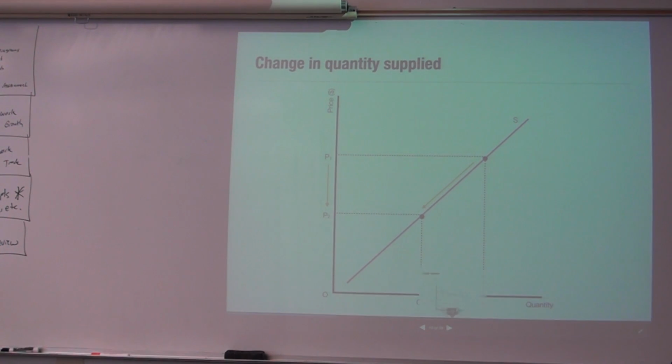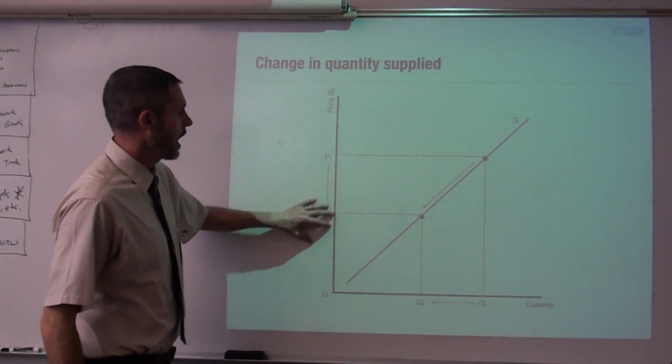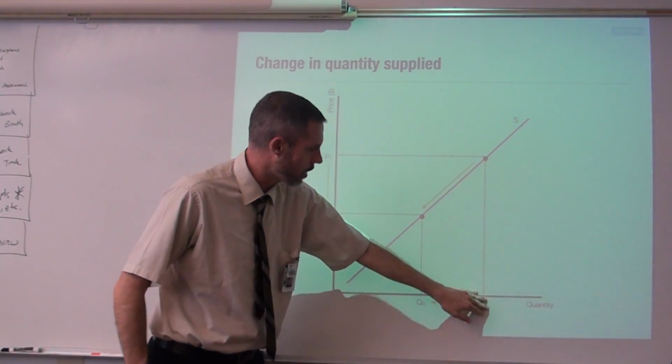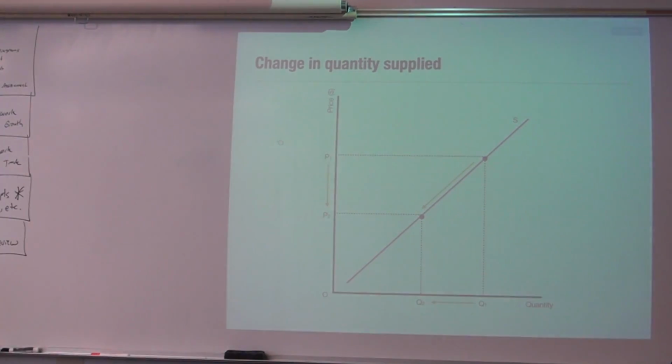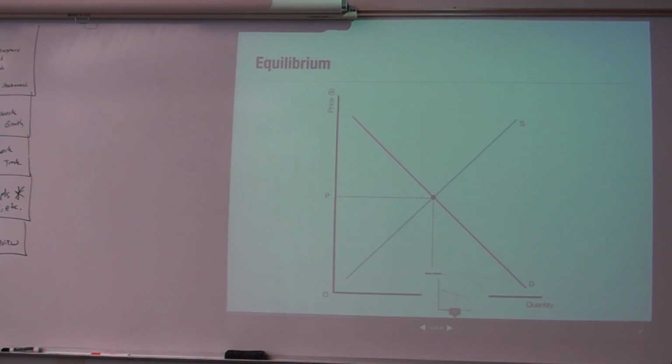All right, so supply, upward sloping, it's the exact opposite. We hold everything else constant, again, except for price. At a higher price, more people are willing and able to supply. So at a higher price, greater quantity supplied. At a lower price, lower quantity supplied. It's a direct relationship between price and quantity, as opposed to demand, which is an inverse relationship between price and quantity.